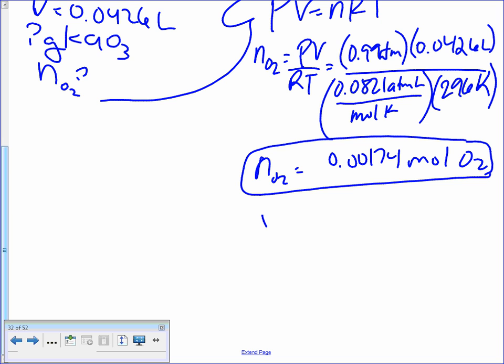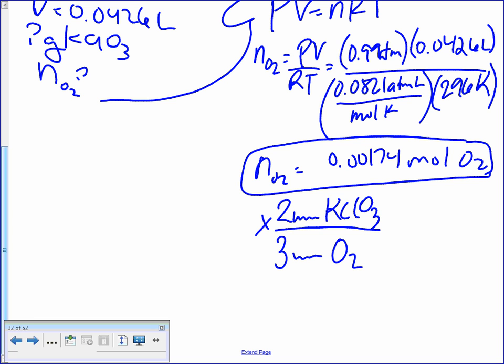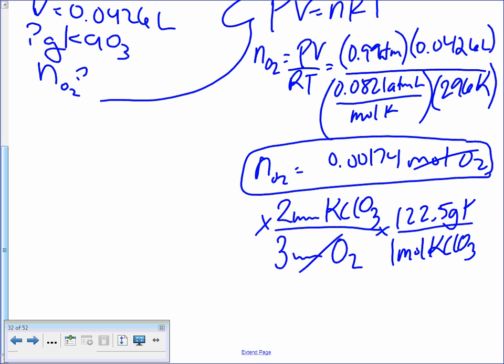What's the ratio? It's on your paper. 2 moles of KClO3 to 3 moles of O2. And then that cancels, yep. And then I'm going to grams of potassium chlorate. So 1 mole of potassium chlorate is like 122.5, if I'm remembering correctly.